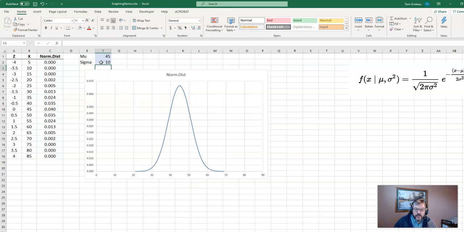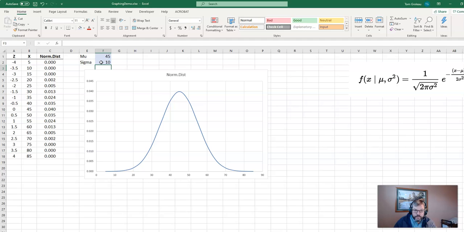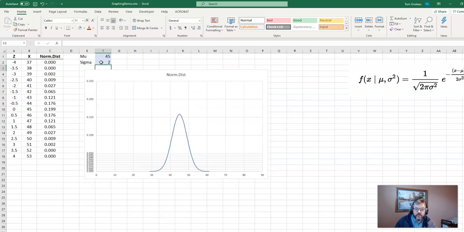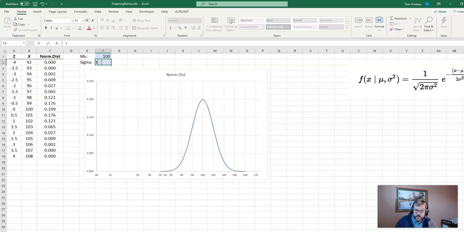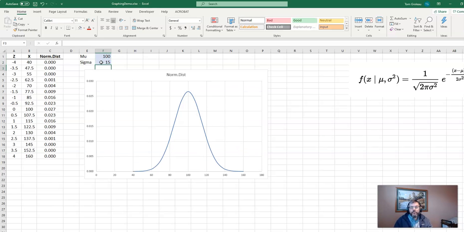If I increase standard deviation to 10, it went shorter and wider. If I lower the standard deviation to 2, it gets skinnier and taller. If I do a completely different standard deviation, it completely rescales.